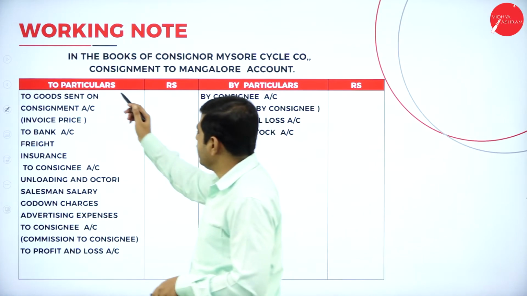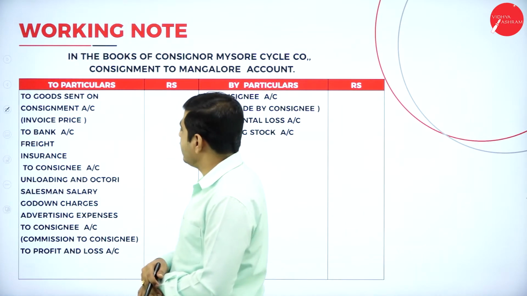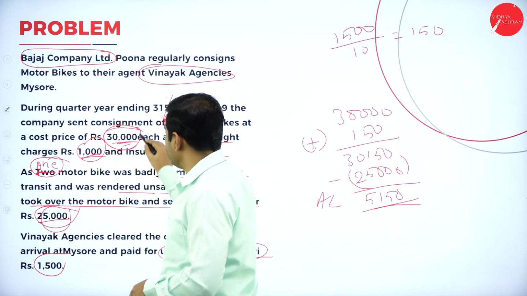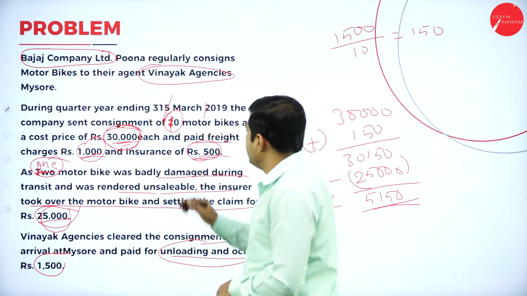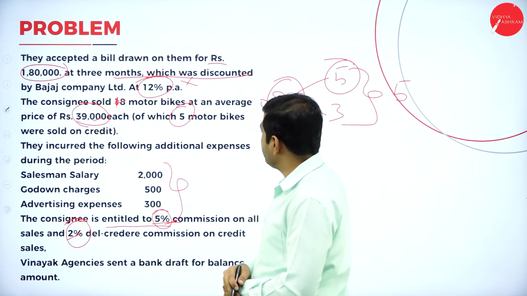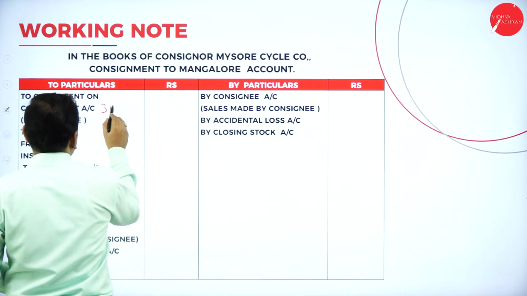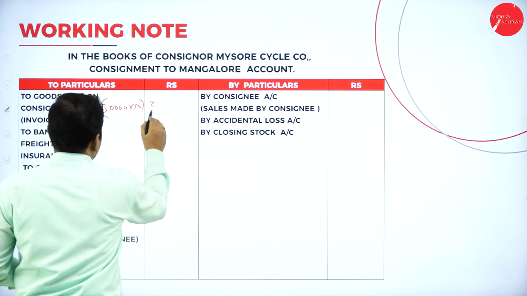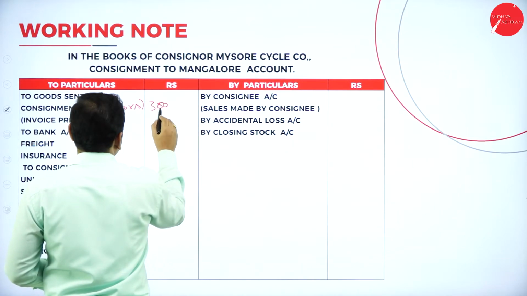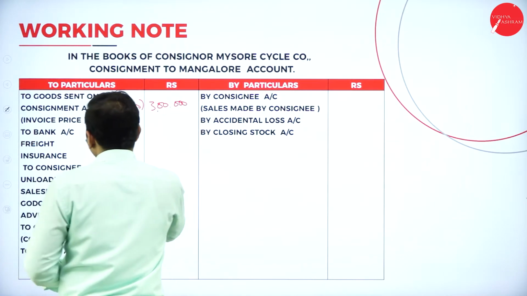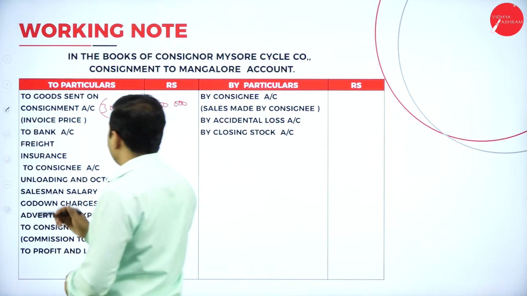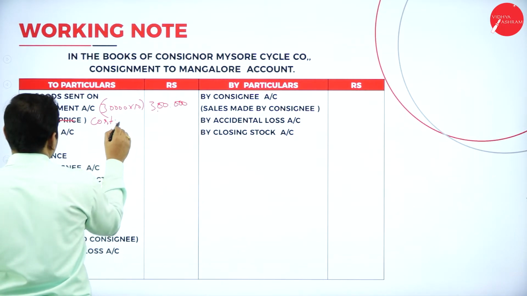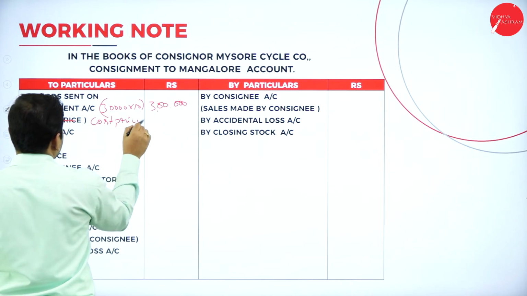Now, what is the goods sent on consignment? What is the total goods sent on consignment here? The cost price is 30,000 into how many motorbikes? 10 motorbikes. So it is 30,000 into 10 motorbikes, which is 3 lakh. Here he has not given the invoice price, so we can write this at cost price.